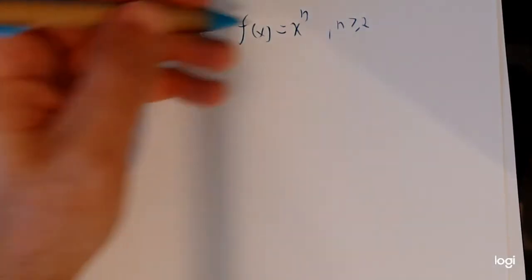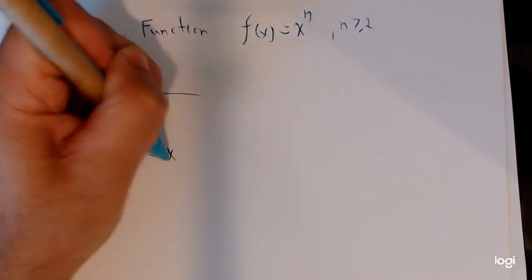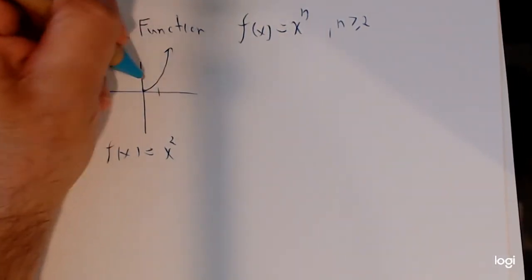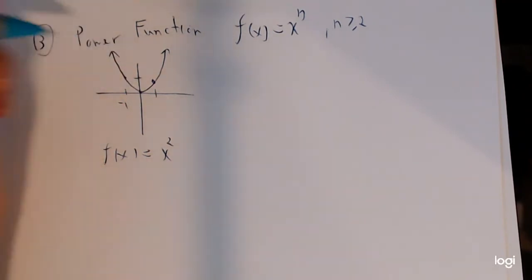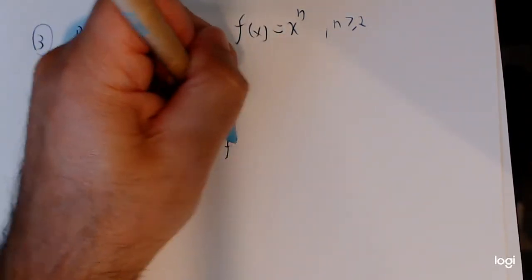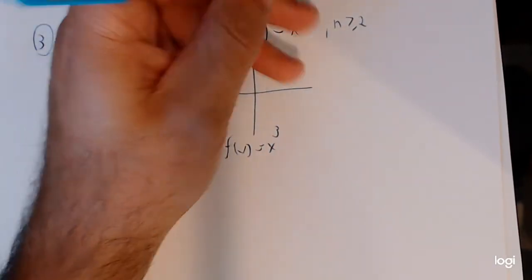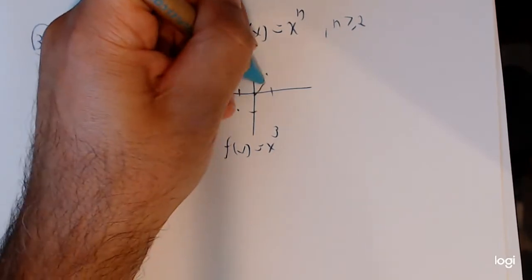So if n is 2, for example, we get f of x equals x squared, which is our parabola, right? When x is 1, y is 1, negative 1, 1. We get our classic parabola. If n is odd, we get the cubic function, which looks like that.